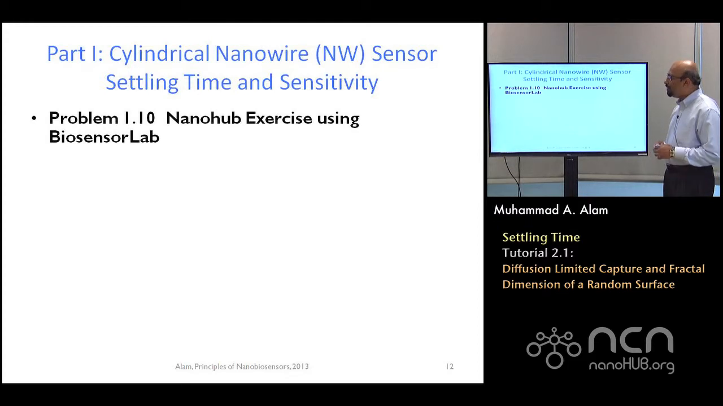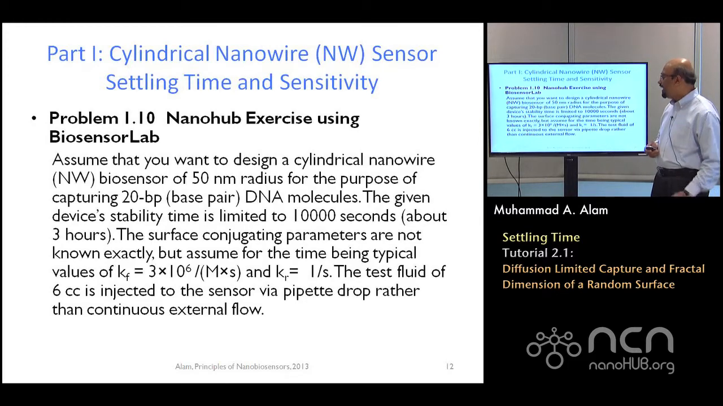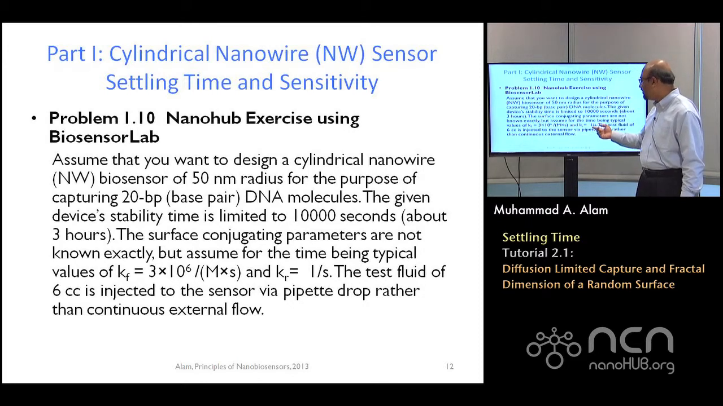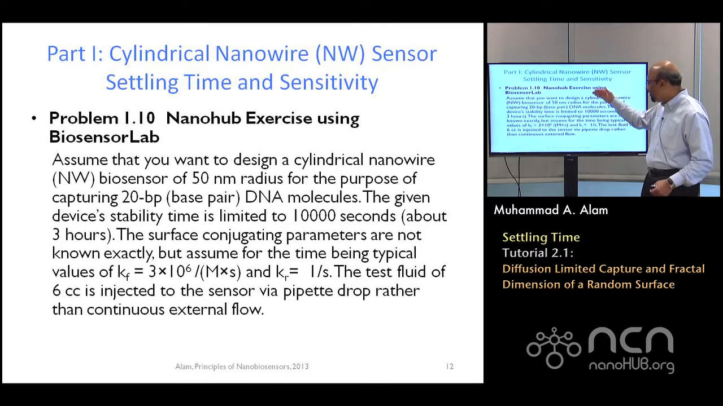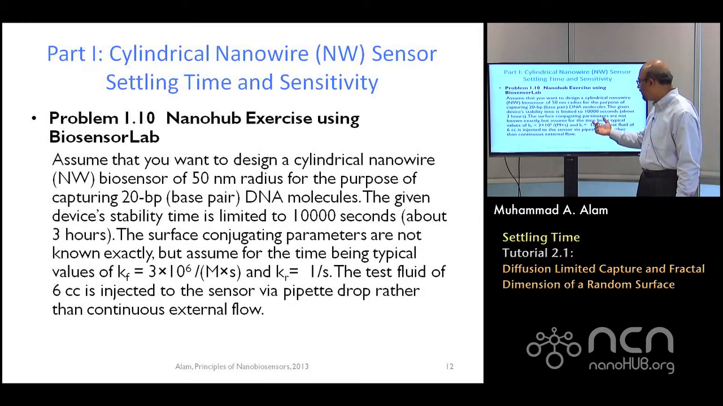Now, the third problem I want to look quickly into is this nanoHUB exercise using Biosensor Lab. I asked you to calculate a nanowire sensor with a bunch of information given: how the molecule comes in, what is the capture rate, what is the dissociation rate. That's not the essence of this problem. The problem is that you will do a calculation, you will see how the nanoHUB biosensor lab work goes.